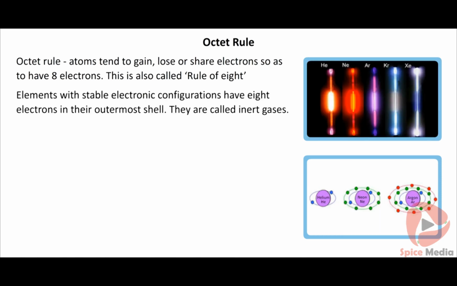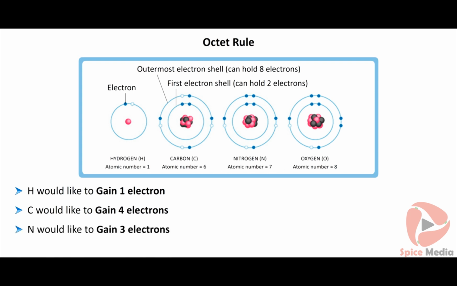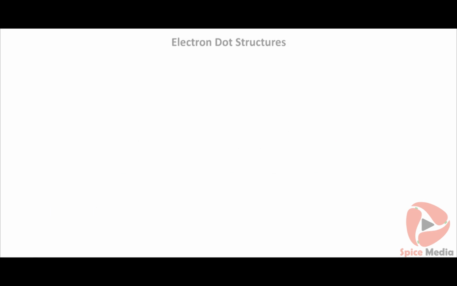Elements with stable electronic configurations have 8 electrons in their outermost shell. They are called inert gases. Ne, atomic number 10, is 2, 8 and Ar, atomic number 18, is 2, 8, 8. H would like to gain 1 electron, C would like to gain 4 electrons, N would like to gain 3 electrons, O would like to gain 2 electrons.